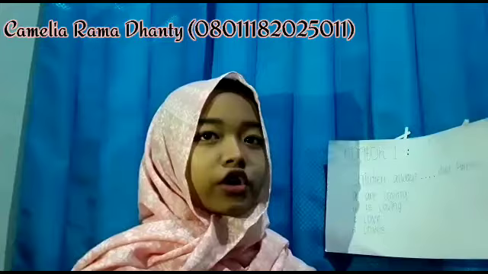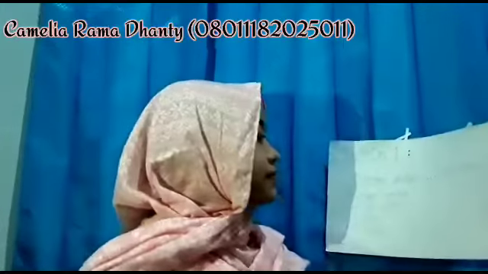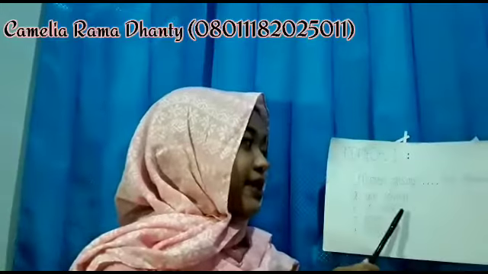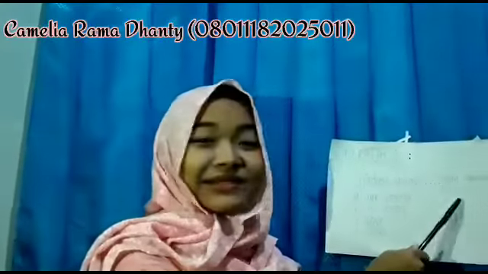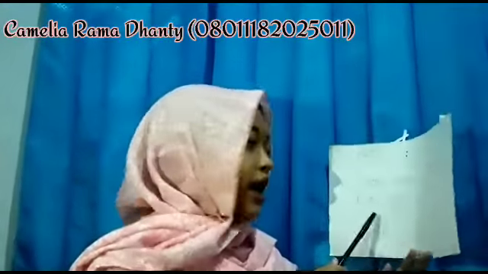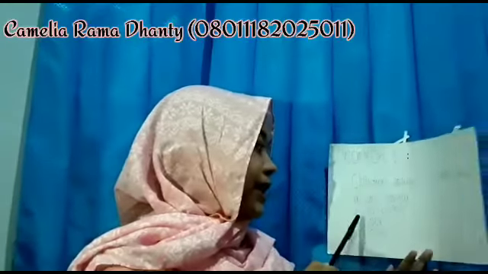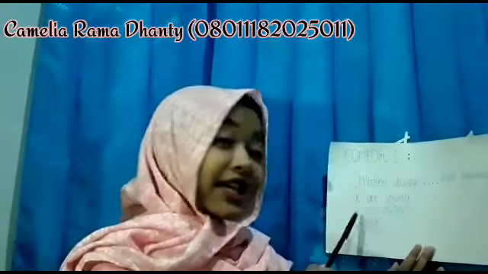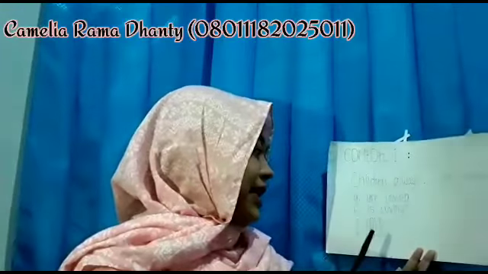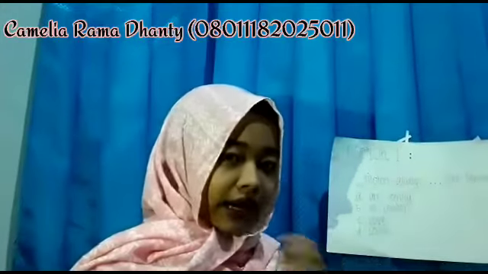Now I will discuss example questions of present tense and past tense. The example question number 1 for the present tense is: Children always blank blank blank their parents. A. Are loving. B. Is loving. C. Love. D. Loves. And the answer is C. Love.